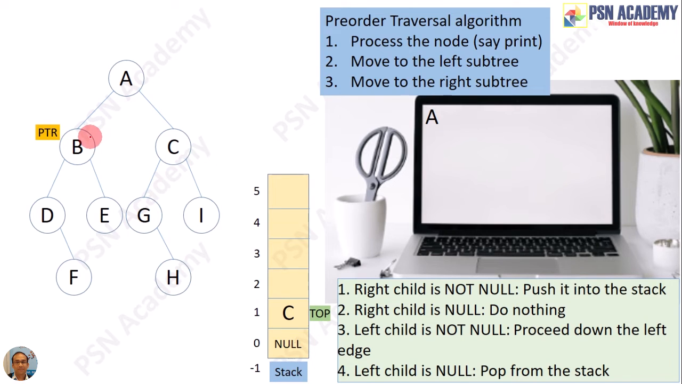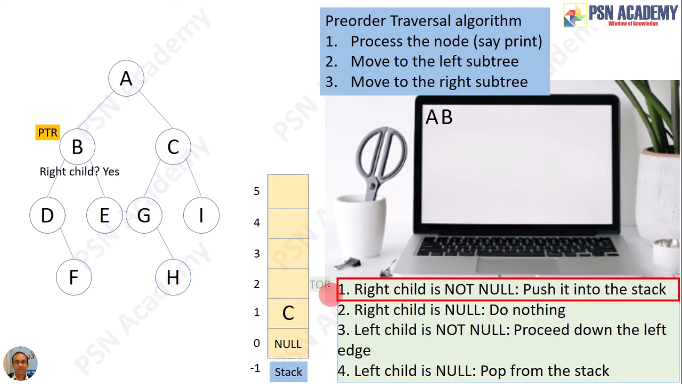Now get back to the step 1 and print B. So every time you visit a new node, you finish the printing job first, then you decide for checking the right child and the left child. So after printing B, we have to move to the left subtree, that is towards D. But before moving, you check whether there is a right child. Yes, there is a right child. What we should do? Right child is not null, so push it into the stack. So increase top and push E into the stack.